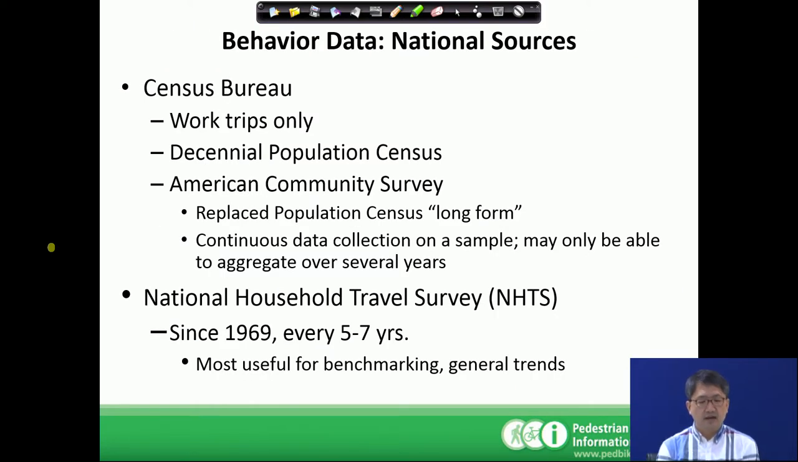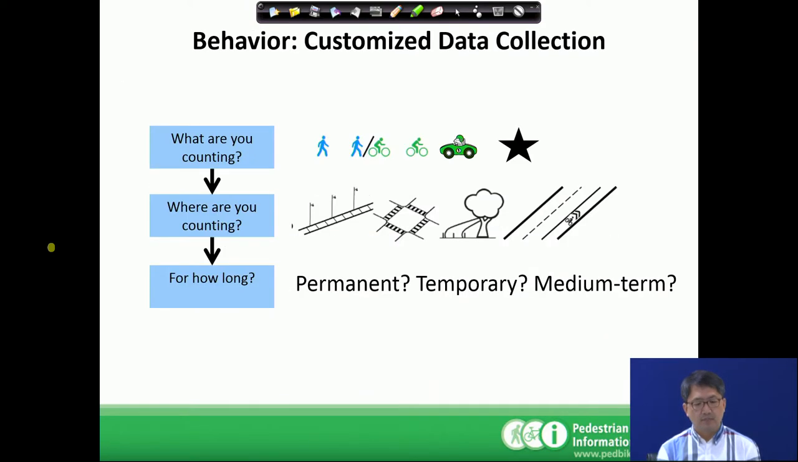National sources, again, a lot of data is available from census. Household surveys are done every few years and have a lot of data. This is a survey given to the household, and they fill out the forms, and we understand how each household member travels and so forth.